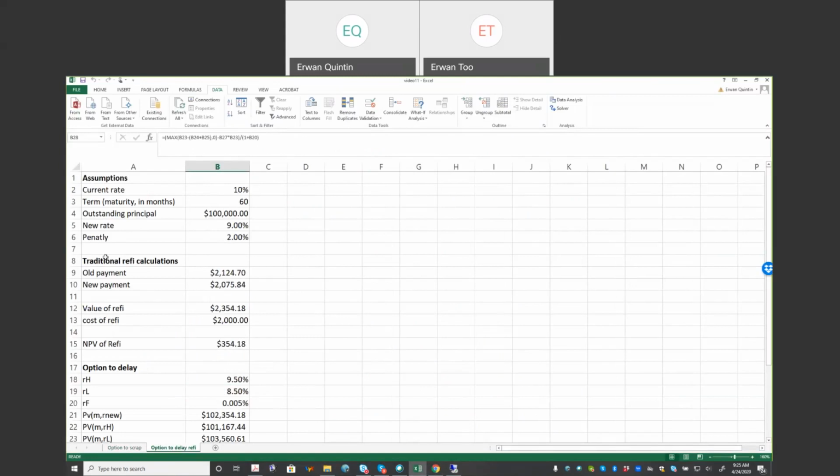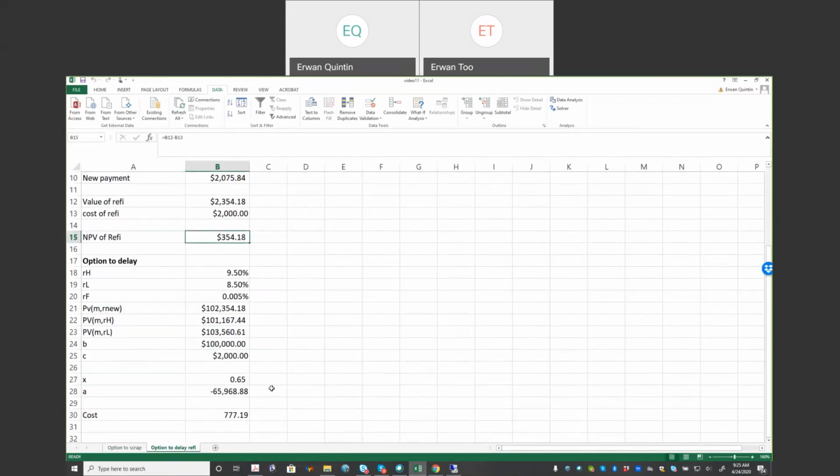If you do the traditional refi calculations, those we did in chapter 1, we find that the NPV of refi is positive at 354. But we just computed that the value of the option is 777. And the conclusion here is that you should not do it. Even though, before option considerations, the NPV of refi is positive, once you take into account the value of the option to delay, you should not refinance.